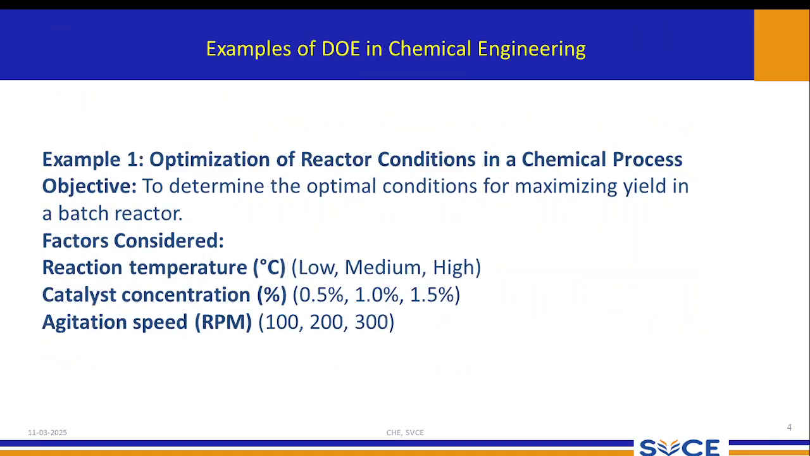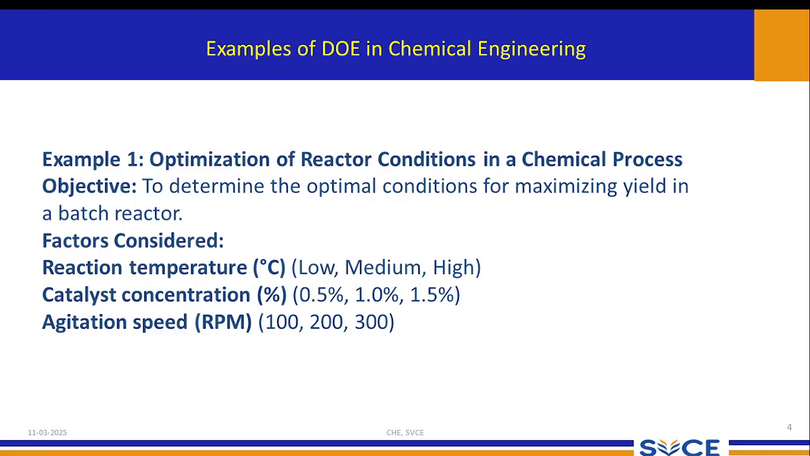Now, let's see what are the examples for design of experiments. For easy understanding, let's say optimization of reactor condition in a chemical process. You know already the reactor is like the heart of the human. For any chemical process, the reactor is very important because when you convert the raw material into product, there will definitely be a reactor. That's why it's a core subject. Reaction engineering is a core subject of chemical engineering.